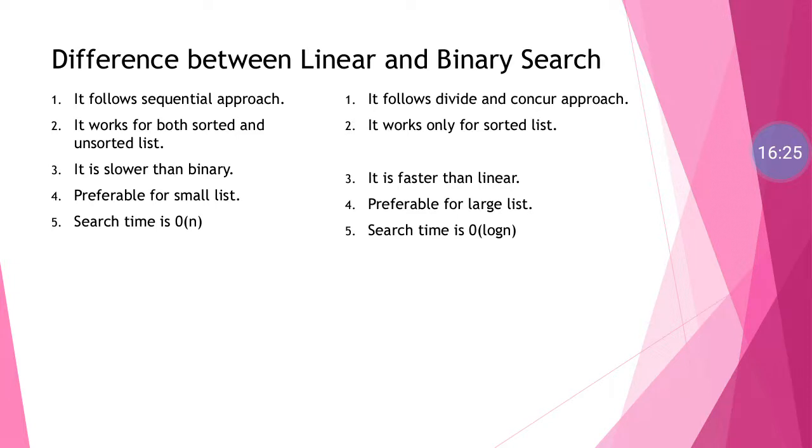Linear search is slower than binary, and binary is faster because we are following the divide and conquer approach. If the element to be searched is greater than the midmost element, we focus only on the right, we forget the left, so in this way it becomes faster. Since linear search is slower, it is preferable for small lists, and since binary search is faster, it is preferable for larger lists. Search time is O of n for linear and O of log n for binary, hence it is faster.